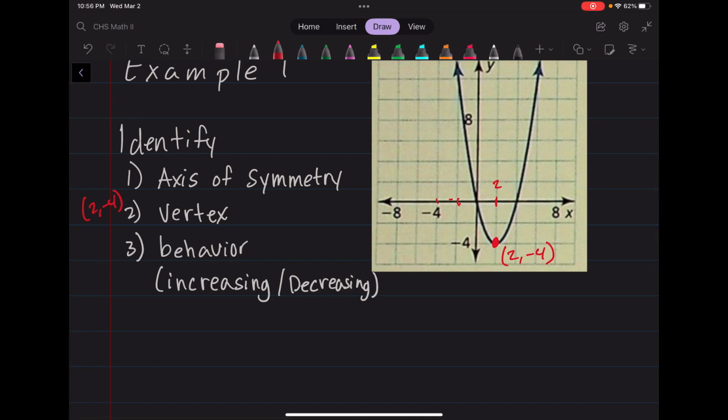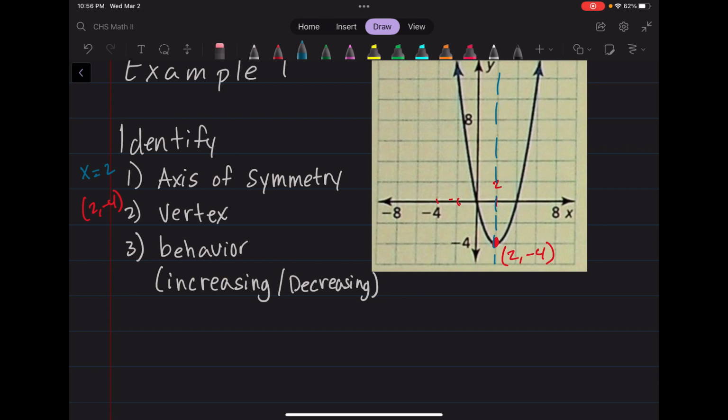My axis of symmetry is going to go right through that vertex. So if I had to draw the axis of symmetry that was going to cut the whole entire graph in half, it'd be this line. And that line is going to be x equals 2. It's my line where all the points are where x is equal to 2.